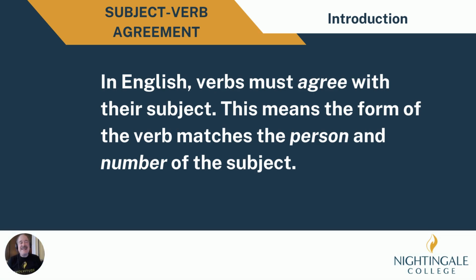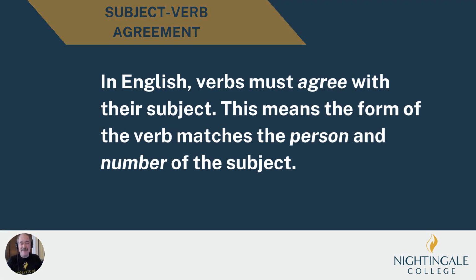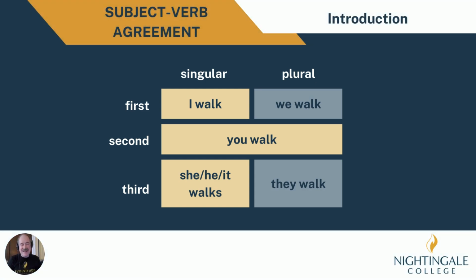So, in English, verbs must agree with their subject. This means that the form of the verb matches the person and number of the subject. What do I mean by person and number? Let's check it out. We'll have a table here that may look very familiar at some point in your English education, though maybe you need to dust it off a little bit here.